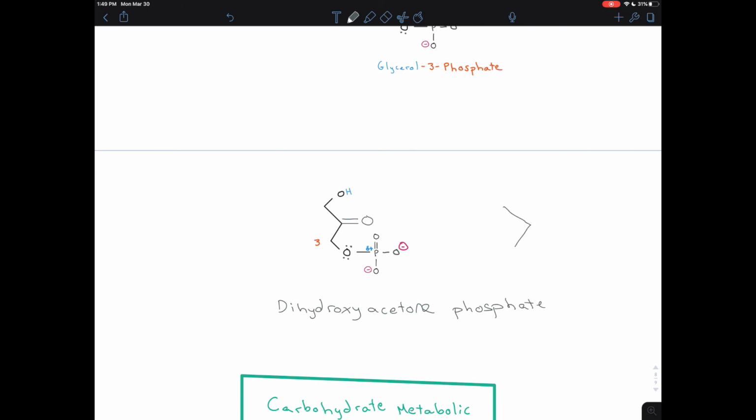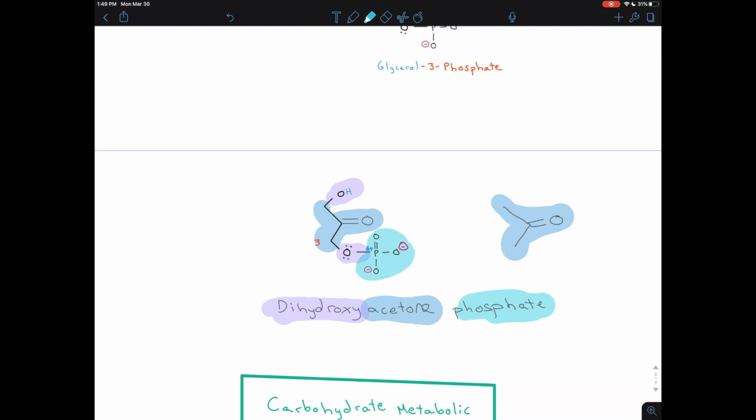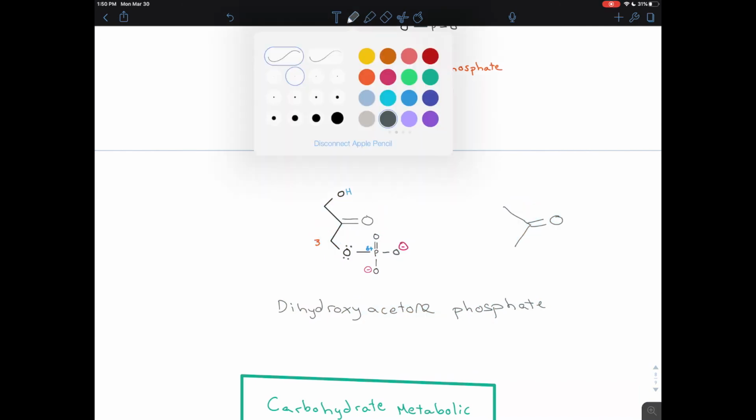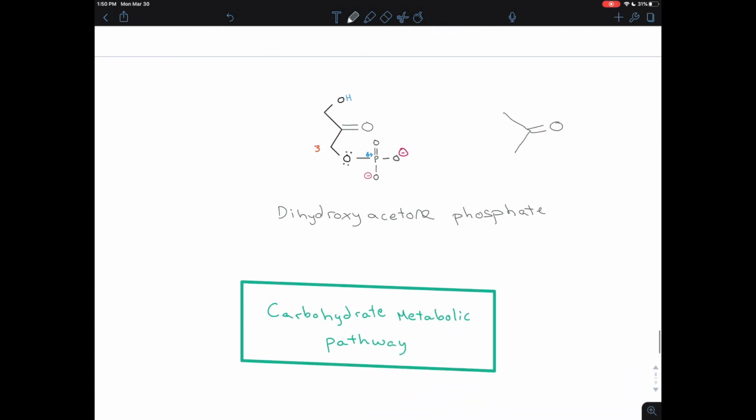phosphate. Acetone is the smallest possible ketone, a 3-carbon ketone, and you can see that here, right? Acetone. If you had 2 OHs coming off of it, it would be right here and here, so dihydroxy, but on one of the OHs you have the phosphate. So dihydroxyacetone phosphate there. That dihydroxyacetone phosphate is now able to enter a carbohydrate metabolic pathway that we'll explore in a future video.